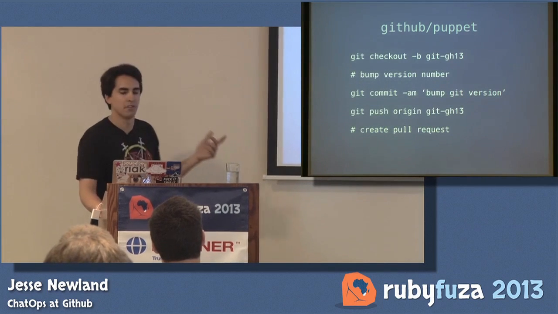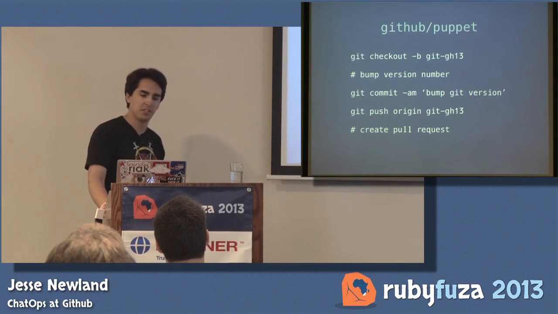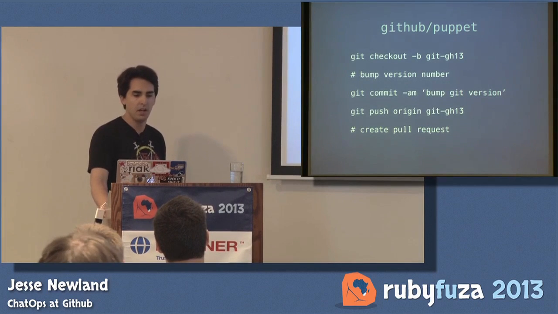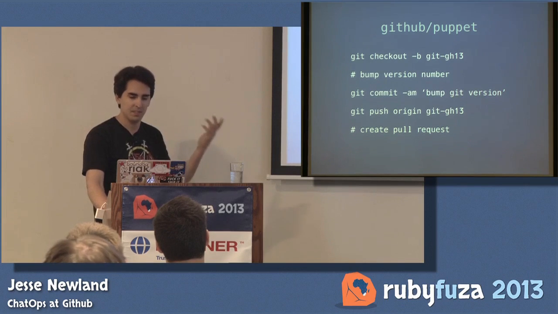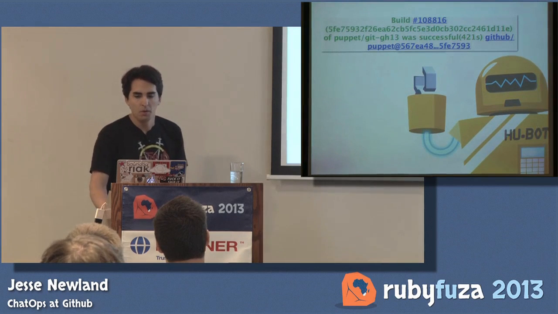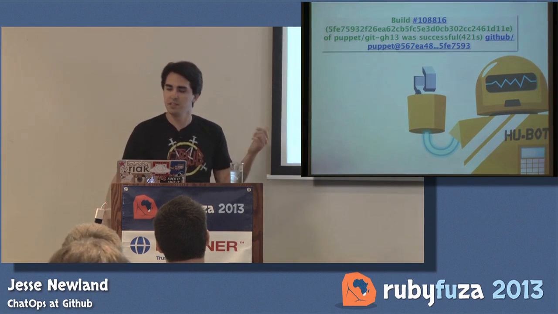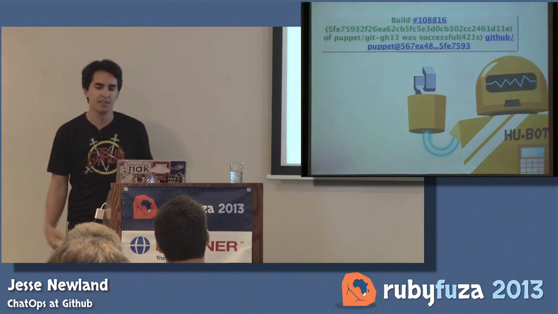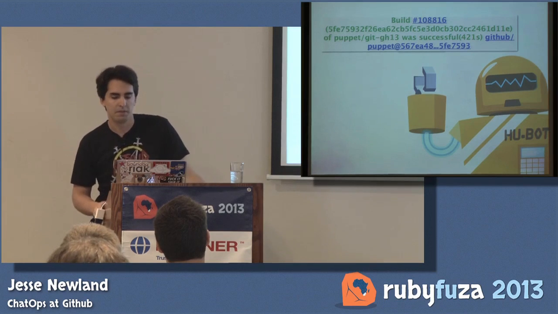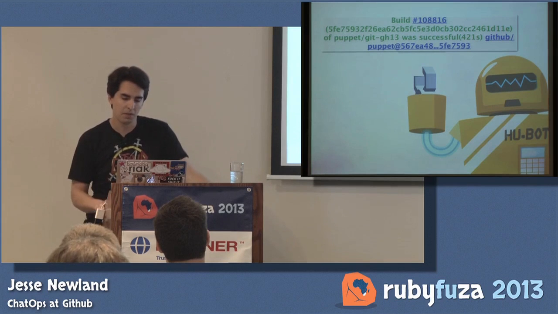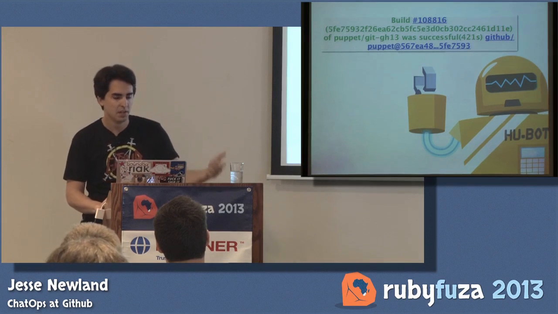So the boring stuff first, right? You check out a branch, maybe you bump the Git version number, you commit it, you push it to a branch, and you create a pull request. You do this every day. Once you're done writing up the pull request, you head back into Campfire and find that Hubot has nicely notified you that your changes have passed CI. We have Hubot interaction with Janky, our build server. So that's nice.